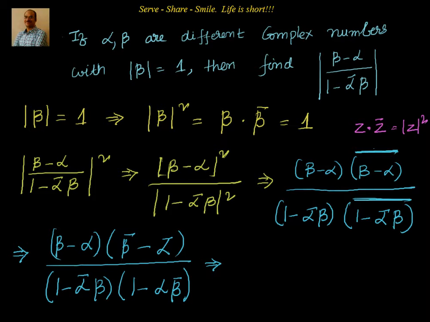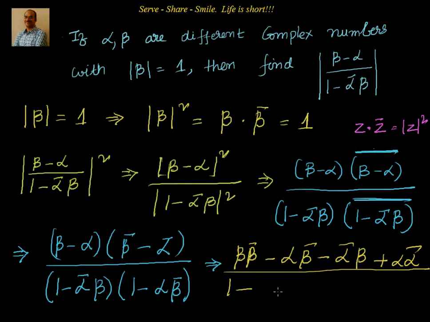Now let's go ahead and multiply this and see what happens. Beta into beta conjugate minus alpha into beta conjugate minus alpha conjugate into beta, plus alpha into alpha conjugate, divided by 1 minus alpha into beta conjugate minus alpha conjugate into beta, plus minus into minus is plus, and I have alpha alpha conjugate into beta beta conjugate. Now let me see that this beta beta conjugate here and here, they both are equal to 1.